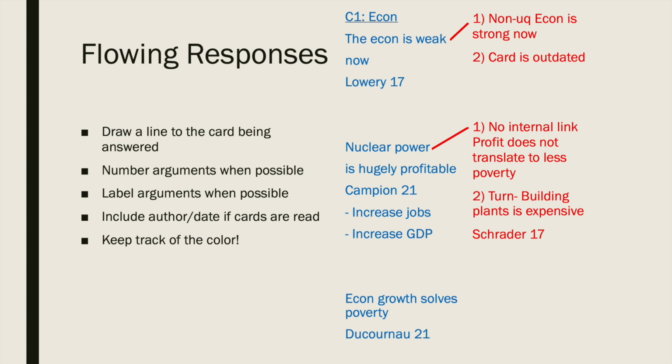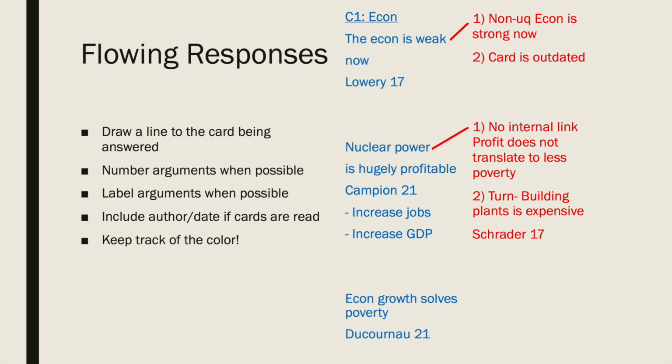I think numbering arguments is really, really helpful. If your opponent is numbering arguments, then you definitely want to make sure you get them down. And if your opponent isn't numbering arguments, it still helps to be able to say, the second argument they made against the Lowry card about it being outdated, and being able to make that reference so that the judge can look at their flow, go 2 arguments down, and see which one you're talking about.